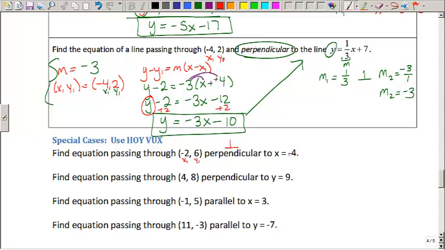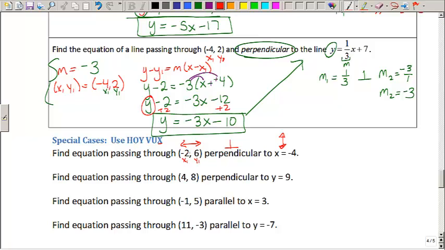Notice that my x equals negative 4 doesn't have a y value in it at all, which means it's one of my special cases. In this case, I have x equal to, so that tells me I have a vertical line. So my question is, what's perpendicular to a vertical line? Well, a horizontal line is perpendicular to a vertical line. So my equation has to be a horizontal line.